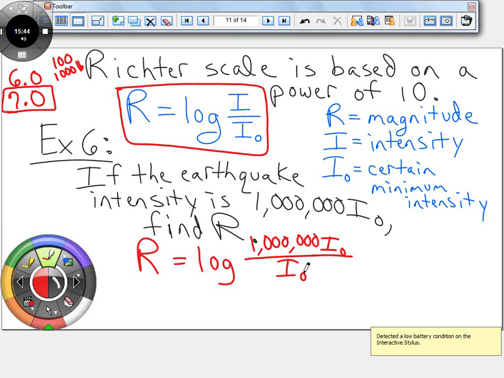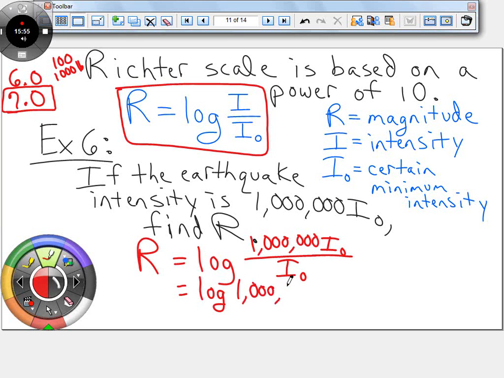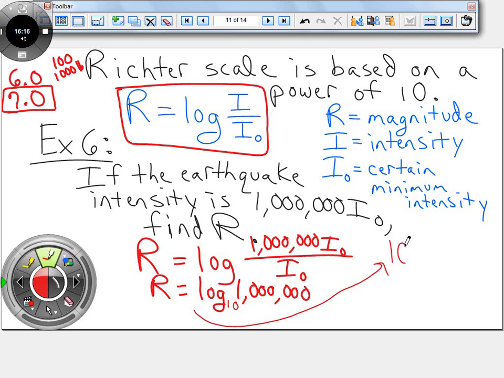And then what we do is we cancel off I sub O. So we have log of 1 million equals R. And then it's in log form right now, so we change it to exponential form. So this is a log base 10. I ran out of room a little bit, so I'm going to just go here, sorry. So I'm going to say 10 to the R equals 1 million.